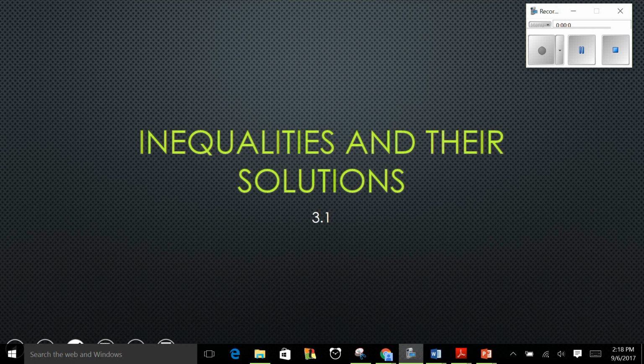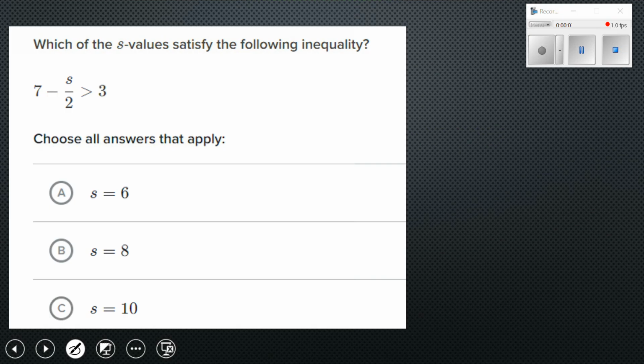Today we're going to look at inequalities and their solutions. So we're checking for values that work in inequalities. The first example I've given for us is off of our Khan Academy assignments. We have this example here where we're checking three different S values to see if they work. So I'm going to indicate over here where we're going to plug it in.